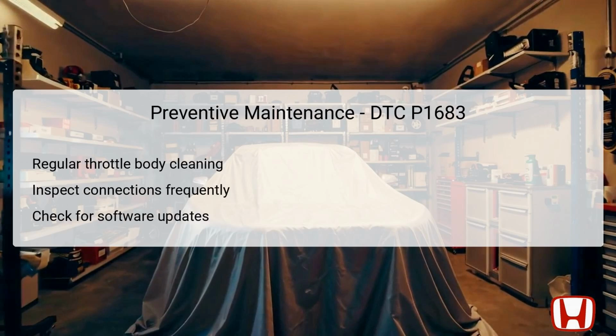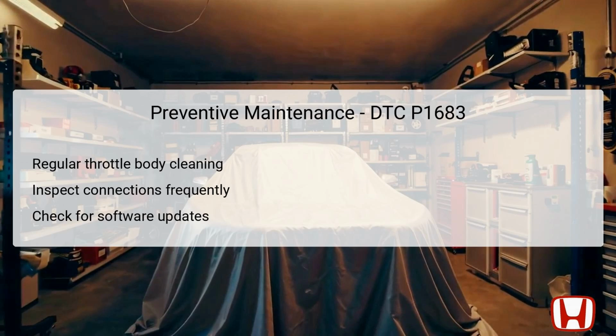To prevent recurrence of DTC P1683, implementing a regular maintenance schedule is key. One important preventive measure is to clean the throttle body periodically, as carbon deposits can form over time, affecting performance. Inspecting electrical connections at both the throttle body and the powertrain control module, PGM, can also help ensure reliable functioning, as loose or corroded terminals may lead to intermittent faults.